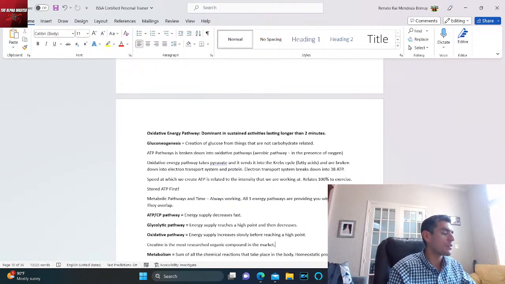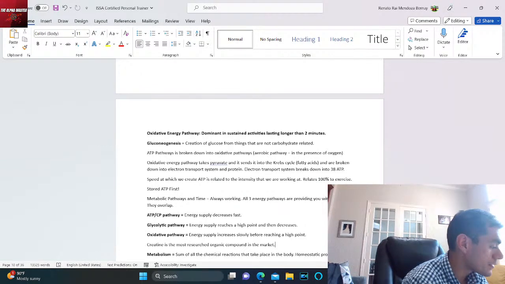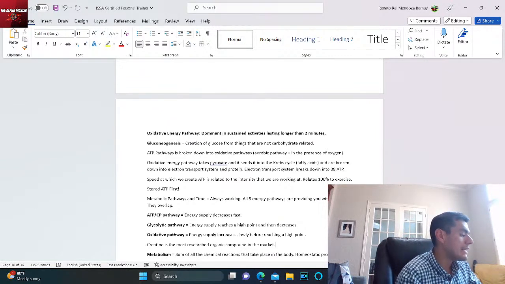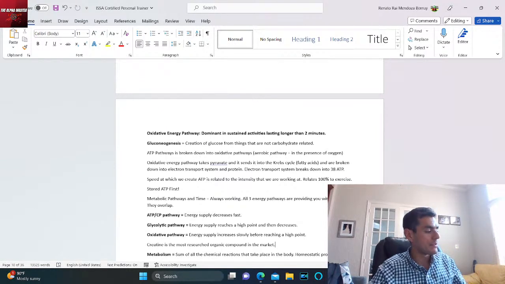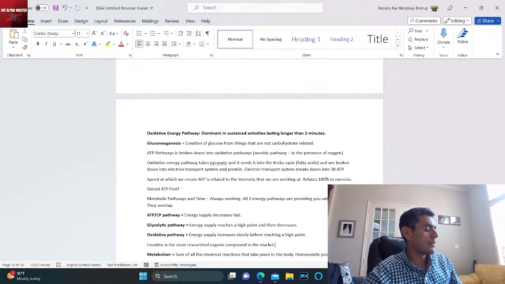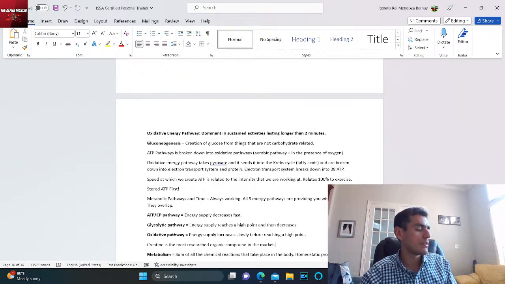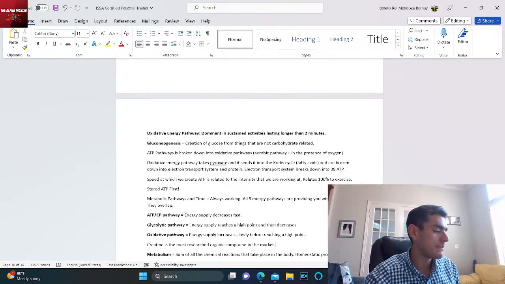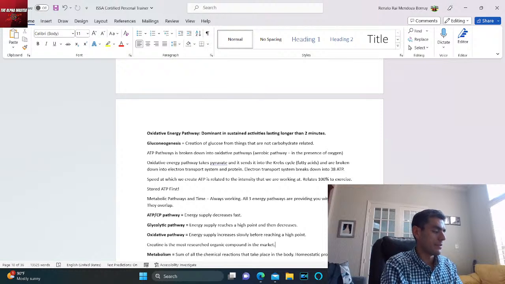The oxidative pathway needs oxygen and uses the Krebs cycle and the electron transport chain. It delivers a lot of energy, but slowly, and the duration of the activity is more than 2 minutes. An example is a 1 mile run, and it's aerobic, with oxygen.